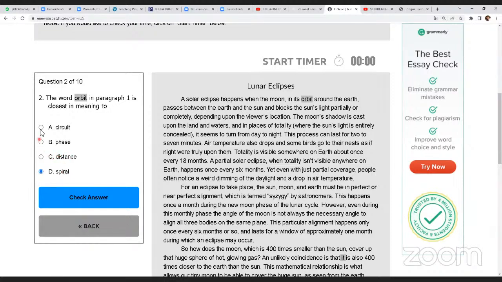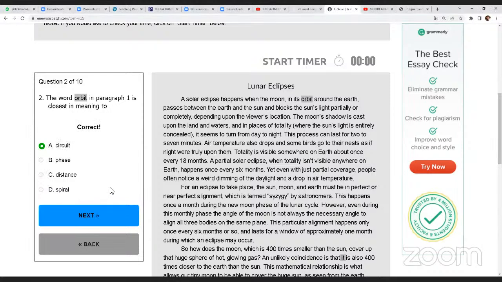Because a spiral, if we think about it, is a movement in a circle. Could be something like that. Oh yeah, you're right. And a circuit is always the same. Could be circuit. Yes, that was the correct answer, right? Because a spiral is not the same as an orbit. It is like this, and an orbit is like this. Yes, I got it. That's the difference, right?